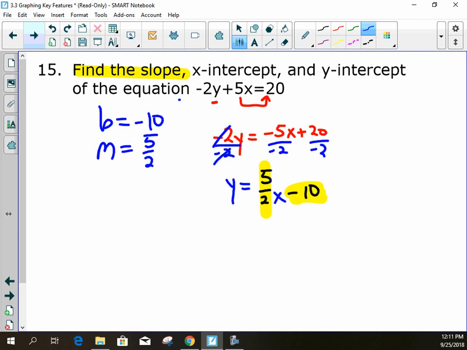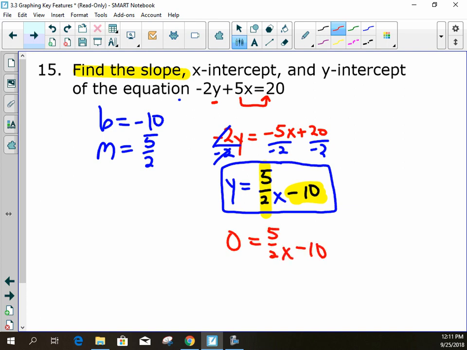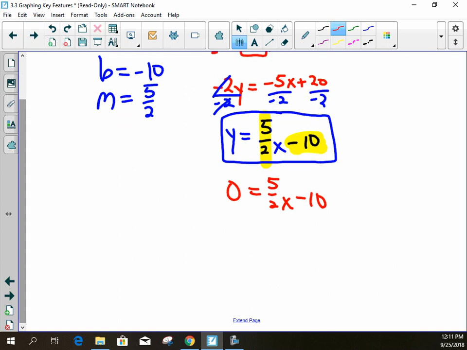Well, you can either do it here, and I would do it here, or you can go back to the original, or you can isolate the x. I don't care. I'm going to use this right here to find my x-intercept. In order to find my x-intercept, what do I make 0? The y. So it's 0 equals 5 over 2x minus 10. So now I solve this for x. I add 10 to both sides.